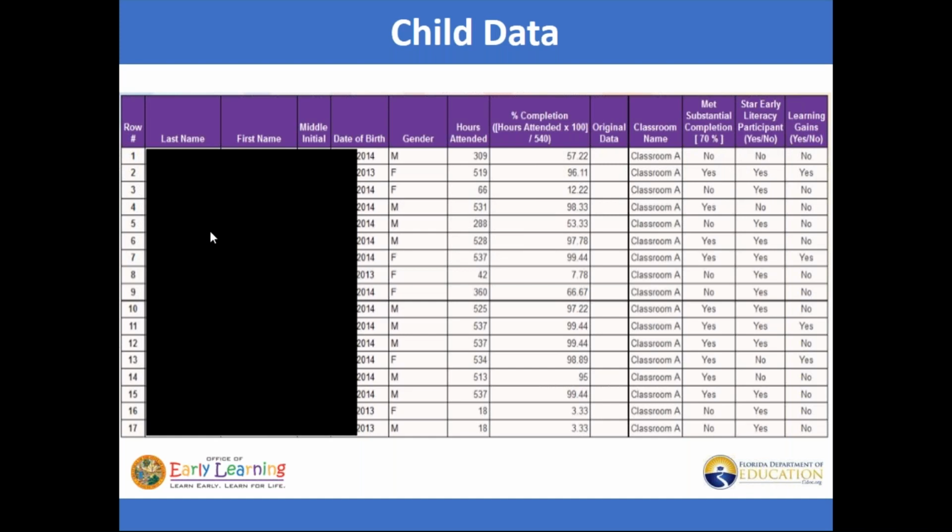Okay. Question about how do I get to the child data? When you are logged into your secure home page and you click on any of those blue numbers that we showed in all the examples, where it says the number of children that were served in VPK or the number of children that met substantial completion, you can click on any of those numbers, but you must be logged into the system to see that data.